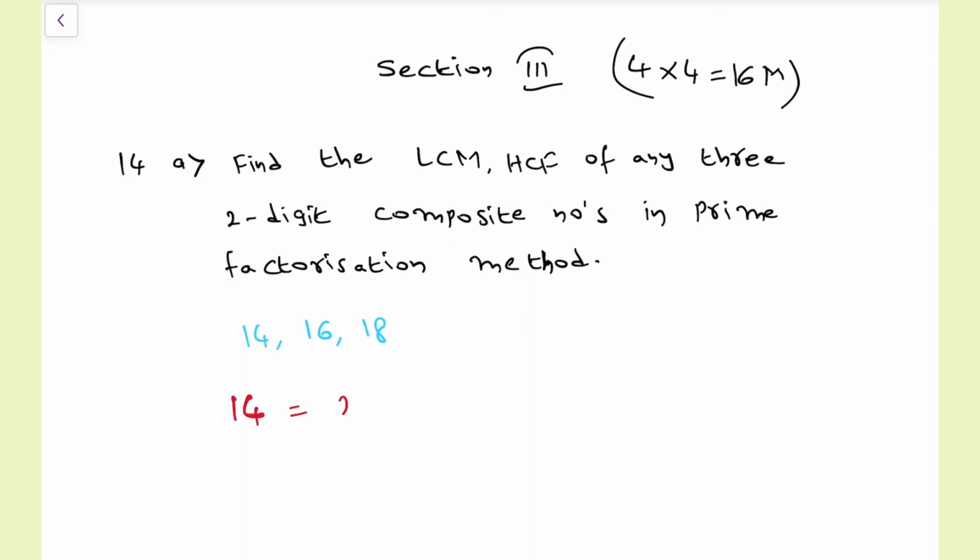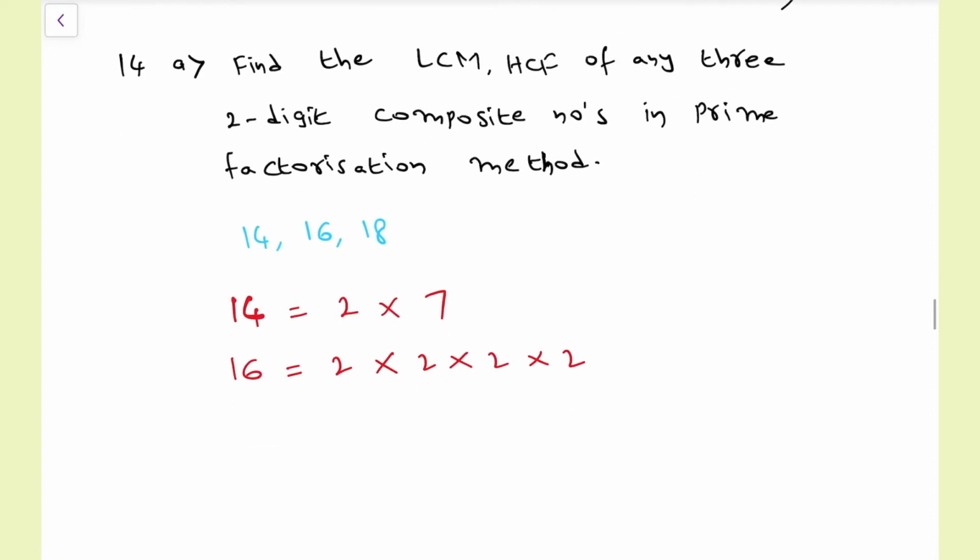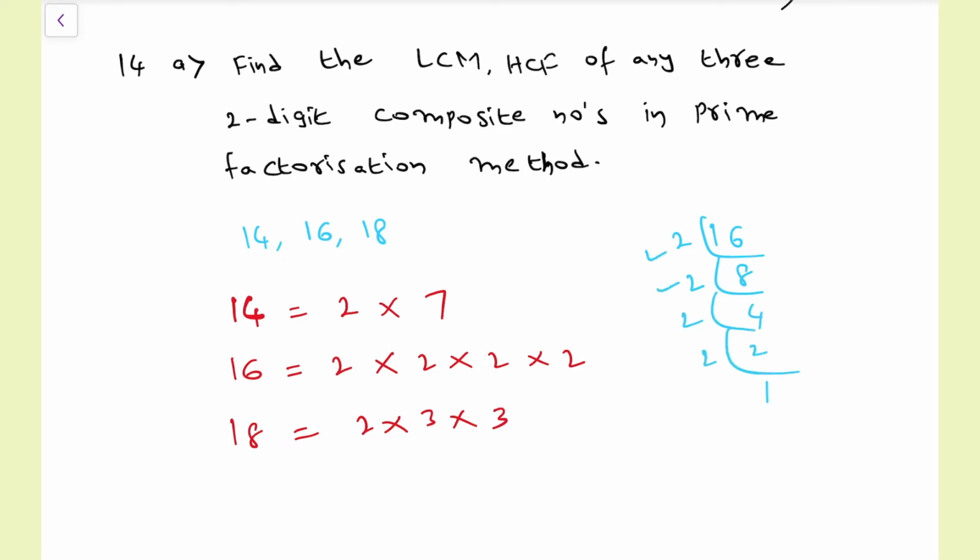14 can be written as 2 into 7. 16 can be written as 2 into 2 into 2 into 2. 18 can be written as 2 into 3 into 3. If you are unable to do it directly, just go like this: 2 8s are 16, 2 4s are 8, 2 2s are 4, 2 1s are 2. So 16 can be written as 2 into 2 into 2 into 2. If you know it directly, you can write it directly, no problem.